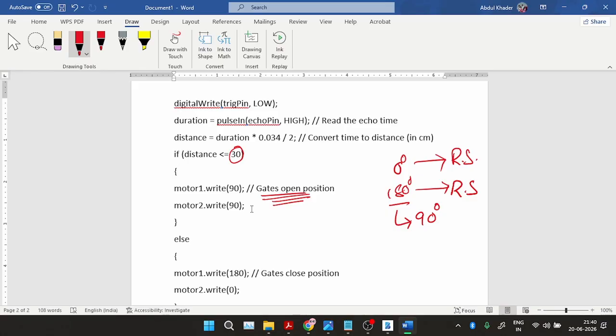So the basic idea is, if the train is near the ultrasonic sensor, it will definitely have a distance less than 30 centimeters. That's why our gates should close, so they stop the traffic. When the train has passed the crossing, the ultrasonic sensor will not receive the echo signal, and it should open the gates. That's the basic idea, and we will see the logic when we are designing the circuit.